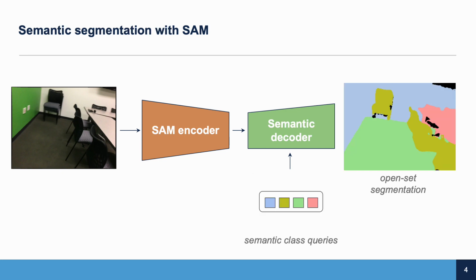We can leverage the pre-trained SAM encoder to extract rich features for segmentation and replace the open set decoder with a semantic class decoder. The structure of the decoder will undergo modifications, incorporating learned class embeddings instead of positional queries, which we will discuss later in the talk. Each class embedding is decoded into its corresponding class mask.